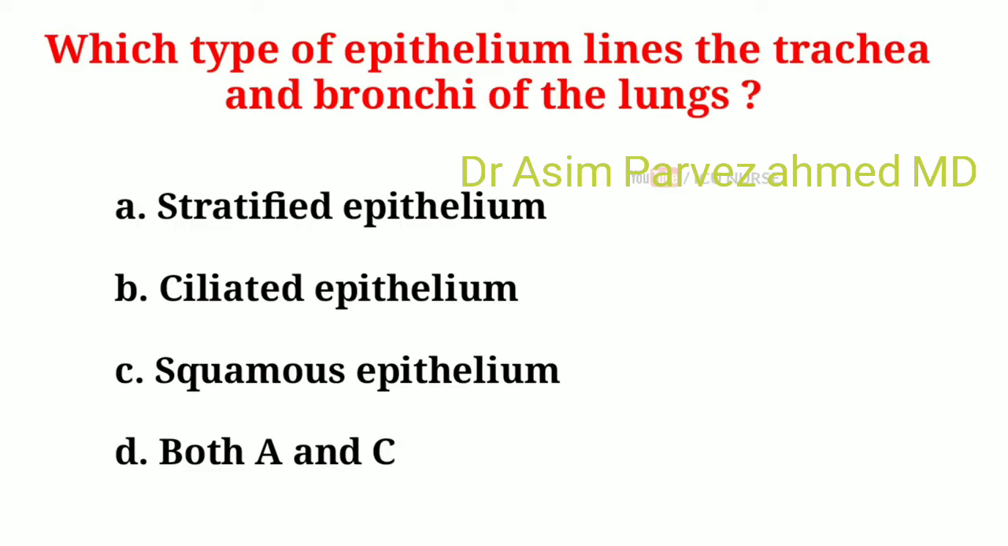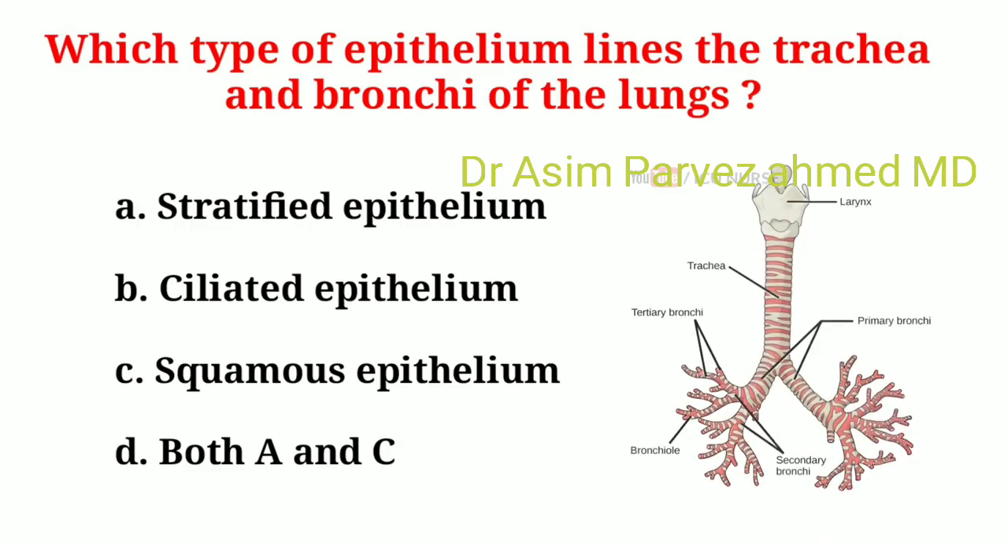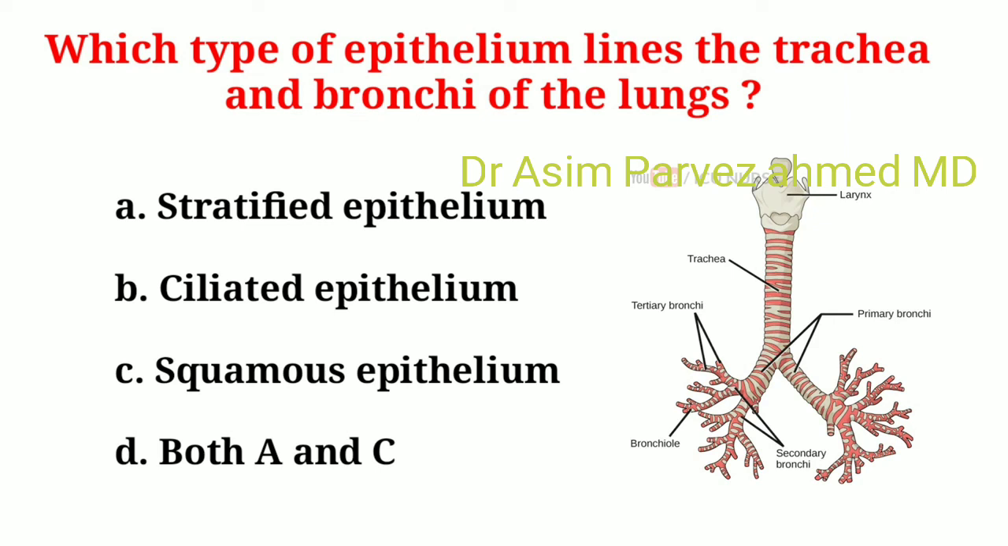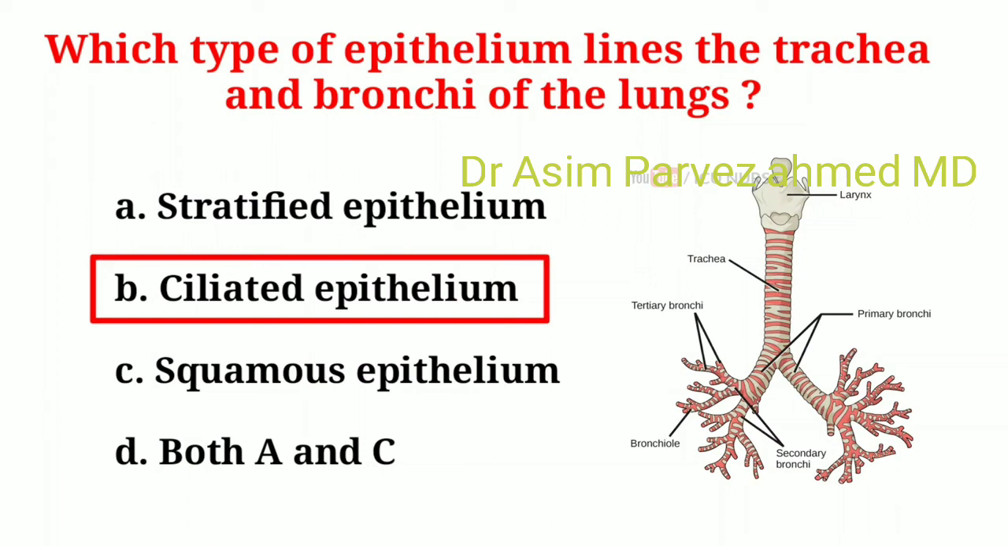Which type of epithelium lines the trachea and bronchi of the lungs? A. Stratified epithelium. B. Ciliated epithelium. C. Squamous epithelium. D. Both A and C. And the correct answer is B. Ciliated epithelium.